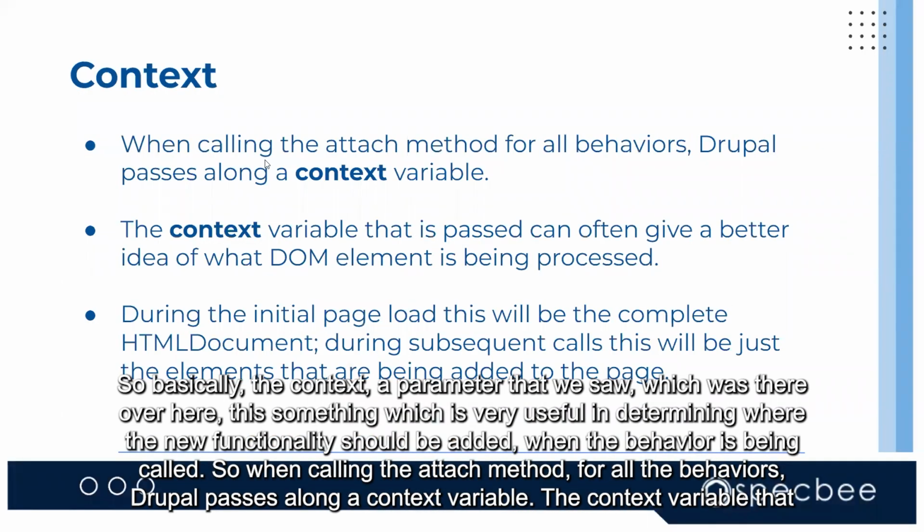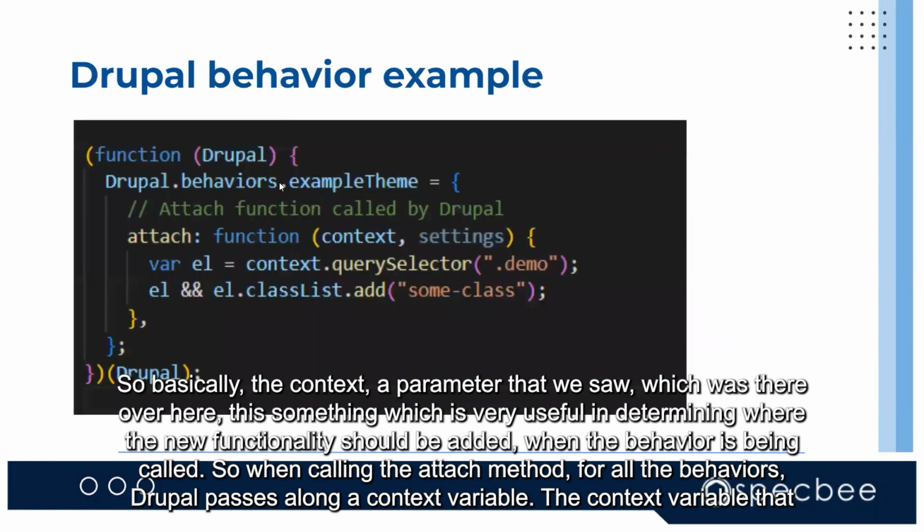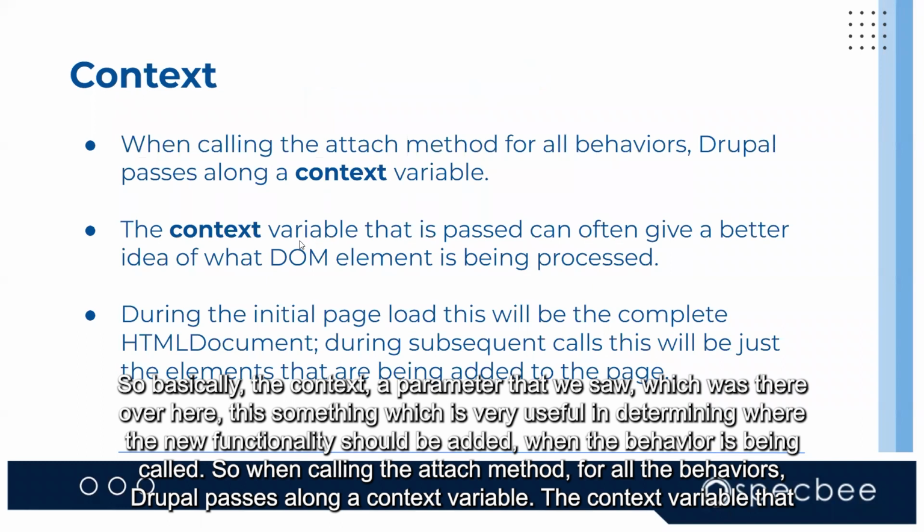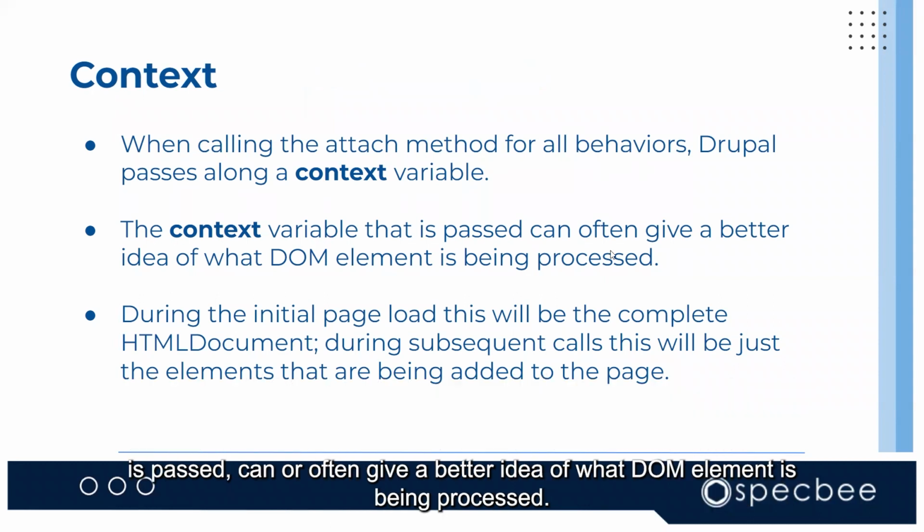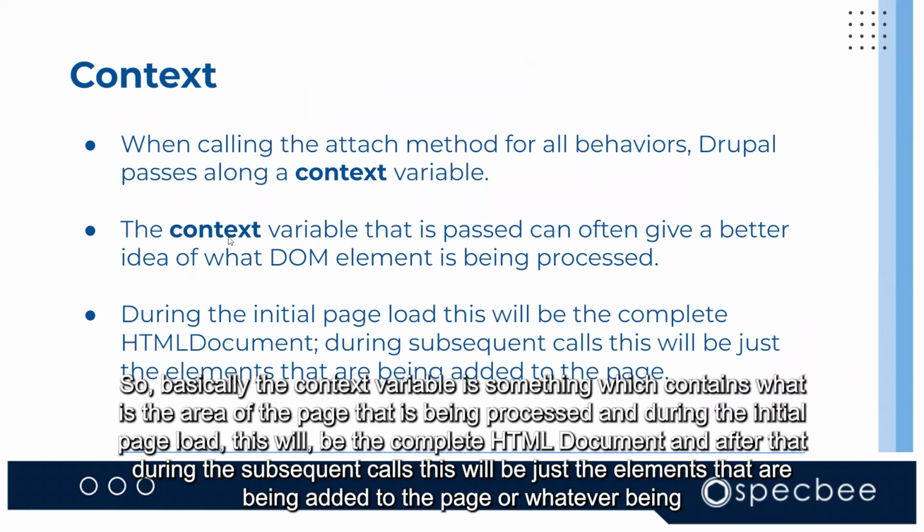So basically, the context parameter that we saw over here is something which is very useful in determining where the new functionality should be added when the behavior is being called. So when calling the attach method for all the behaviors, Drupal passes along a context variable. The context variable that is passed can often give a better idea of what DOM element is being processed. So basically, the context variable contains the area of the page that is being processed.